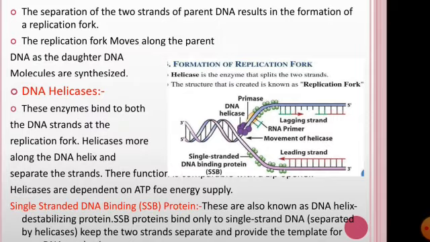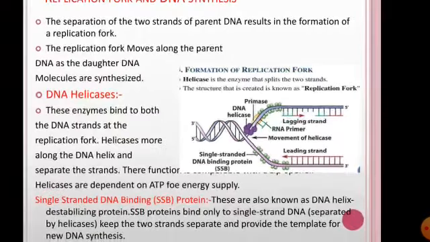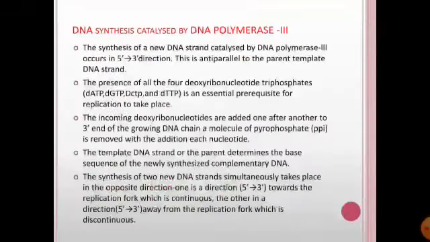Now the second thing is the single-stranded DNA binding protein. The DNA helix stabilizing protein, the SSB protein, binds only the single DNA strand separated by the helicase, meaning there is development of the fork. After helicase acts, there is the formation of the fork. After that, both strands are stabilized. It is not an enzyme molecule, it is a protein molecule. It cannot destabilize the DNA segment. Both strands are separated and provide the template for the newly synthesized DNA molecule.